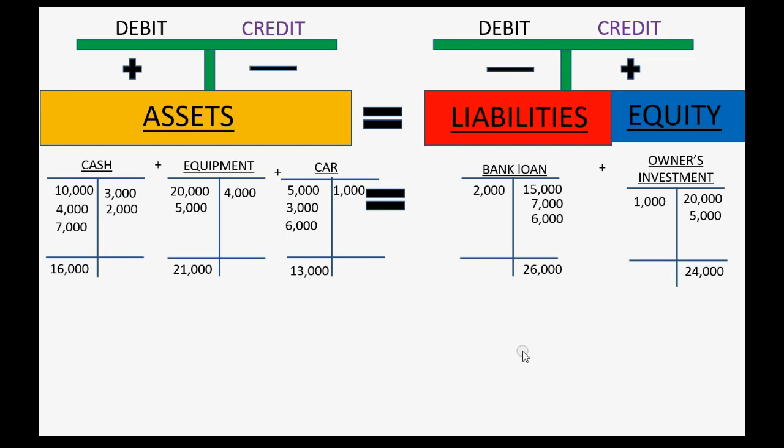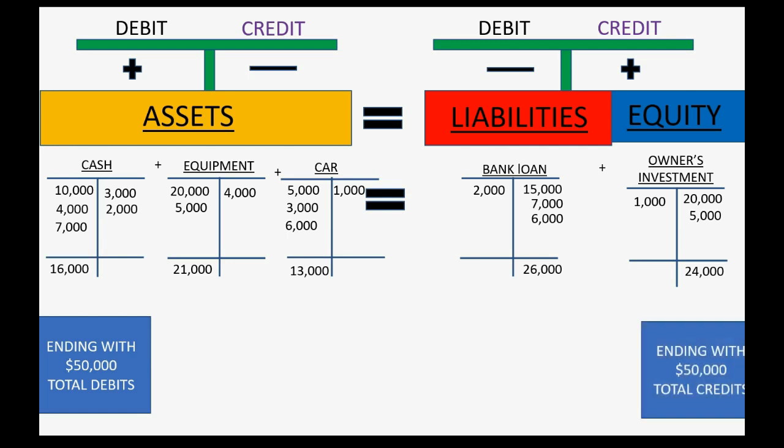And now that we're finished, you could probably do a little bit more elementary school math, and you can see the ending total debits equal $50,000, and therefore the ending total credits must also be $50,000. That means the total assets are $50,000 and the total liabilities and equity are also $50,000, and we did everything right.